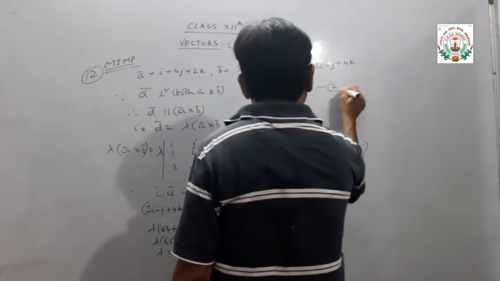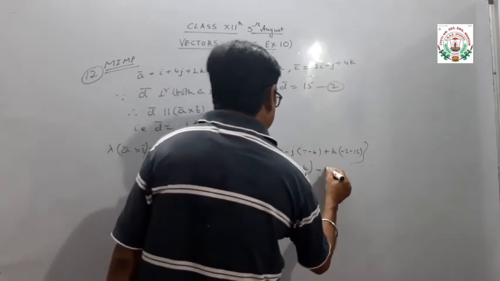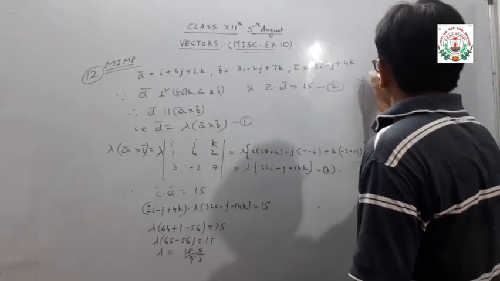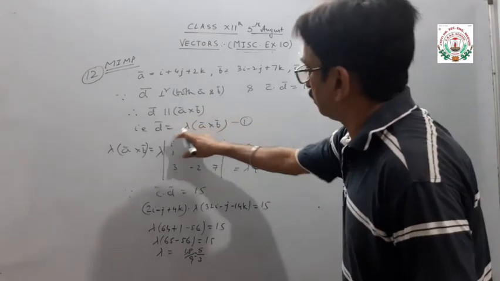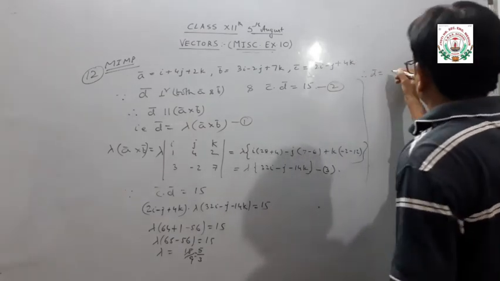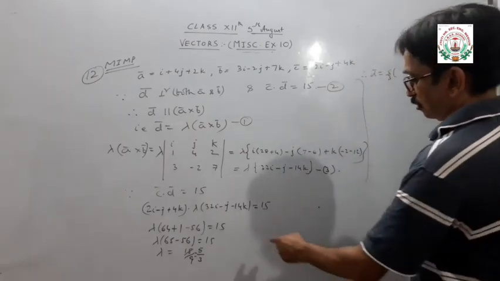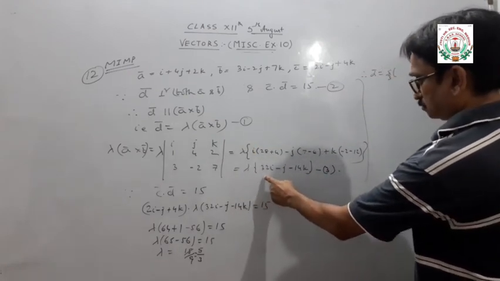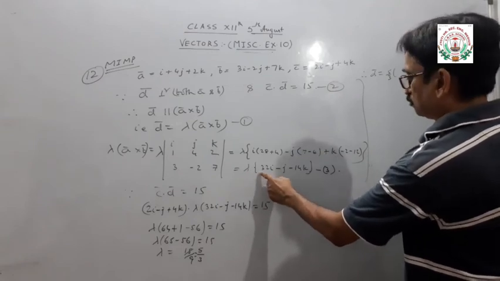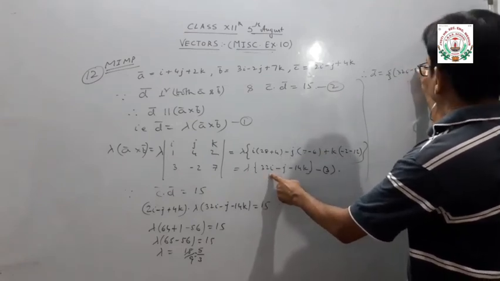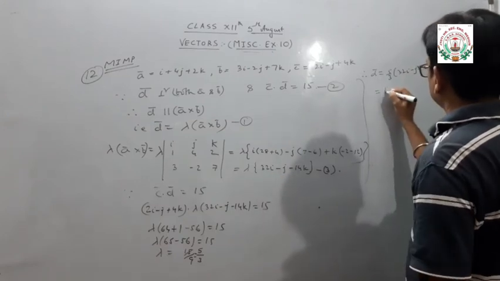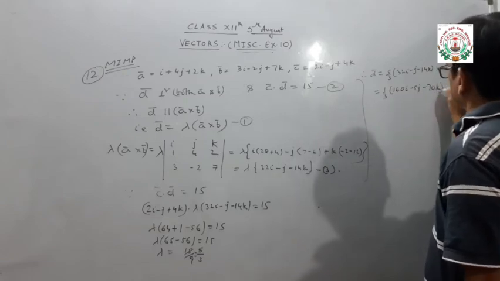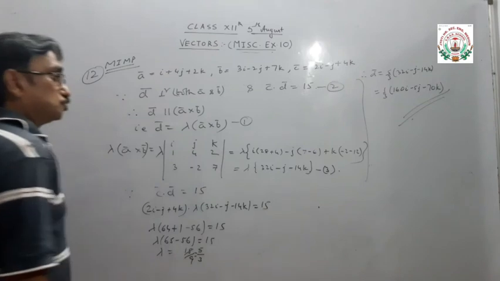So this was our proposed equation number 2, and we have now calculated the lambda value. So vector D equals lambda of A cross B. The value of lambda is 5 by 3, so we put 5 by 3, and A cross B is 32i minus j minus 14k, which equals 1 by 3 into 160i minus 5j minus 70k. So it is the most important question.